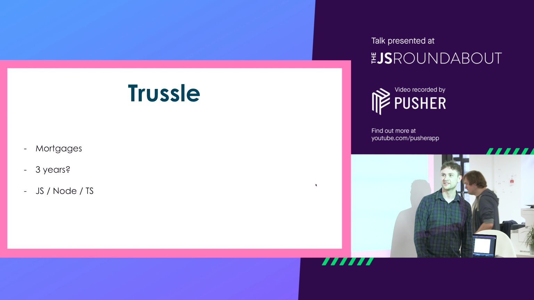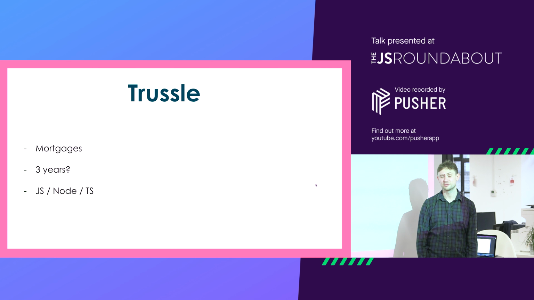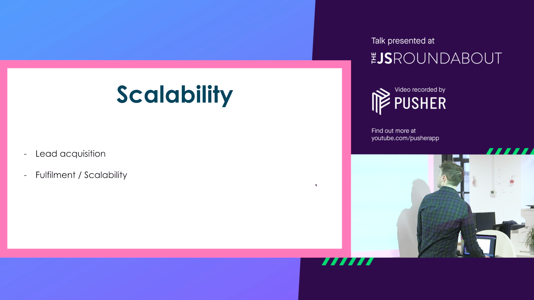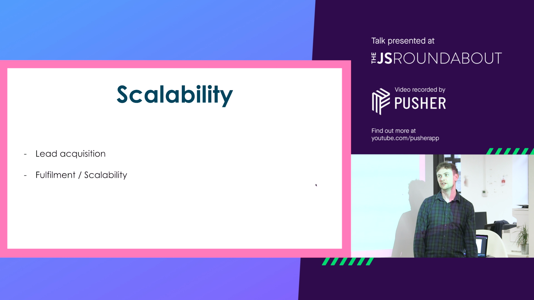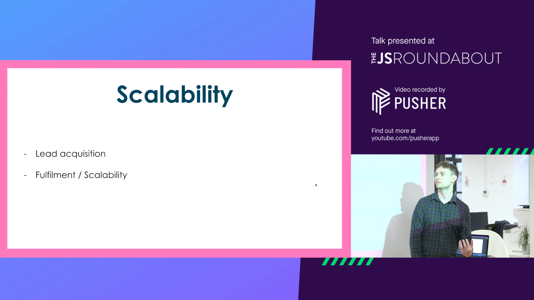A lot of our work is around mortgages and fulfilling mortgages. We've been around for about 3.5 years. The majority of our stack is in JavaScript, Node, or TypeScript. To give a very brief rundown of how the teams are structured within product, we have lead acquisition on one side and fulfillment scalability on the other. Acquisition are mainly concerned with finding people who need mortgages and directing them to our site. Ideally, people with lots of money can easily get mortgages, but whatever.